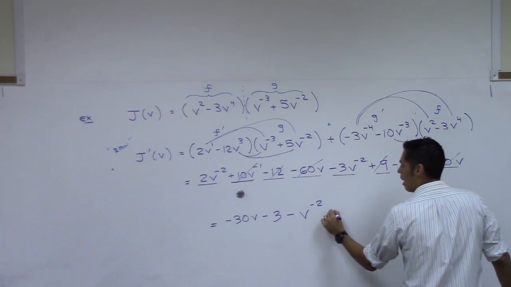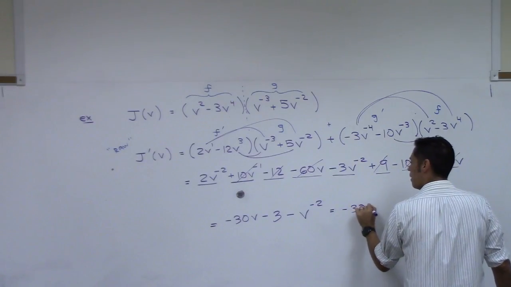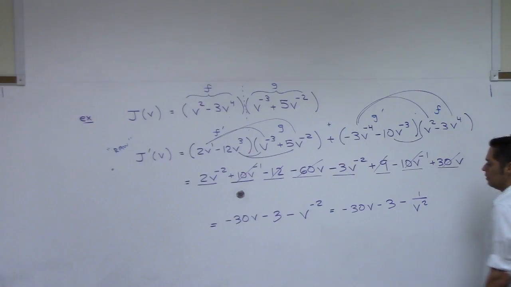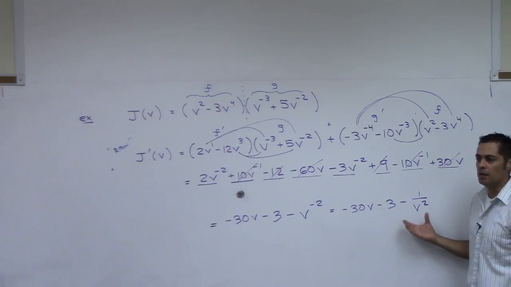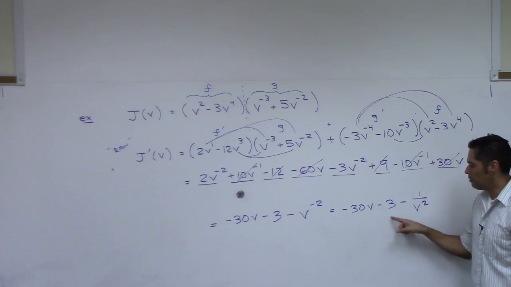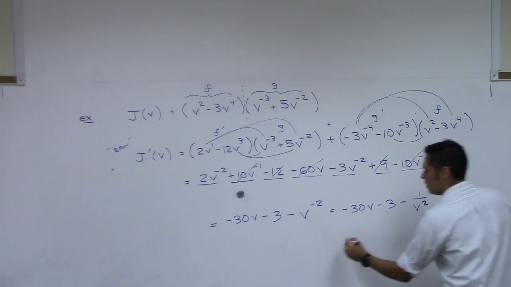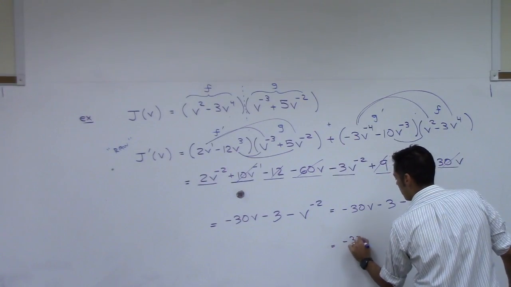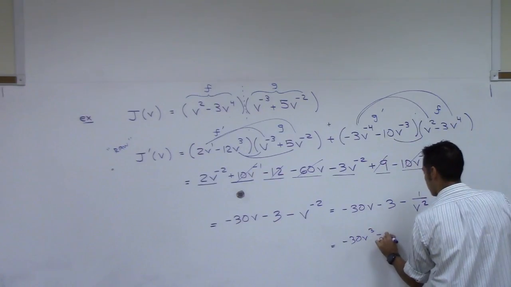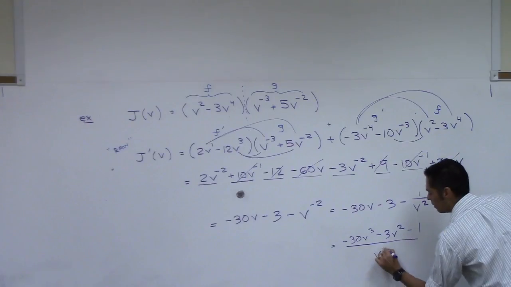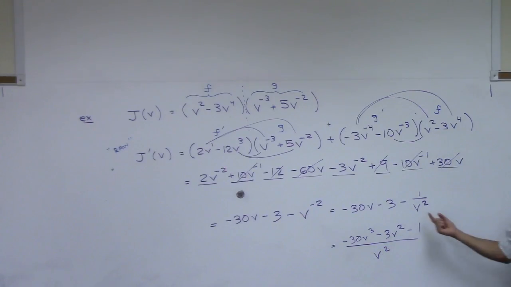One other way you could write this, negative 30 V minus 3 minus 1 over V squared, right? You could even get a common denominator, like put this over 1, put this over 1, make a common denominator of V squared. If you did that, you would have negative 30 V cubed minus 3V squared minus 1 all over V squared. So do y'all see what I did here?